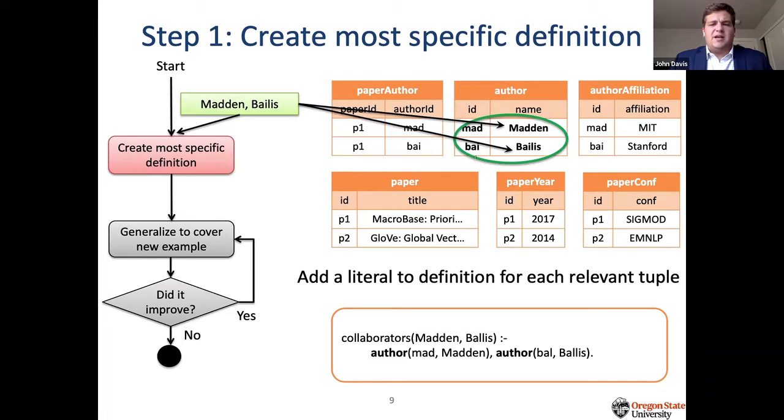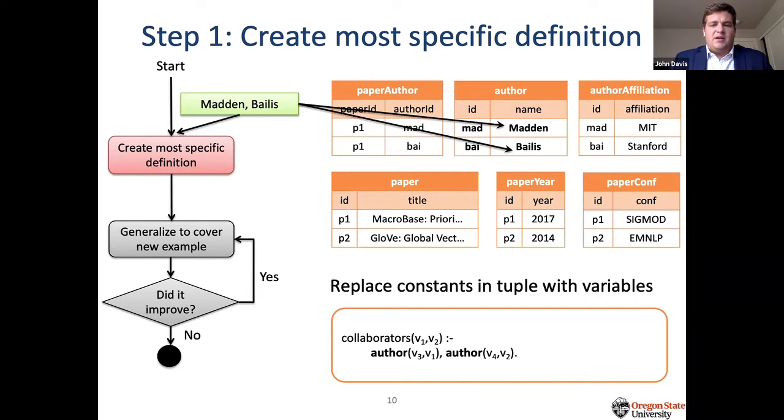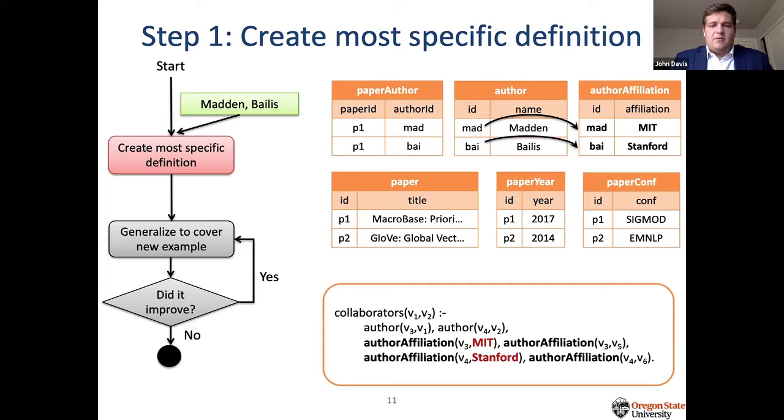We now add all the related tuples from Madden and Bayliss from the author relation into the Datalog definition. After we add them as constants, we must replace those constants with variables in the definition. Notably here, we change Madden and Bayliss to V1 and V2 respectively. We then iteratively add the tuples based on indirect joins with the information learned in existing atoms. These indirect joins join together a relation with the training example provided. See here, Madden and Bayliss also join over with author affiliation. For example, from the first atoms we added, we found an author ID, which can be used to join the author affiliation tables. We can now add more atoms.